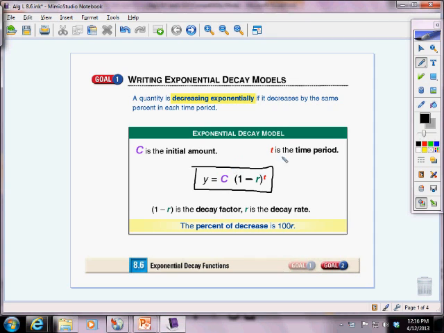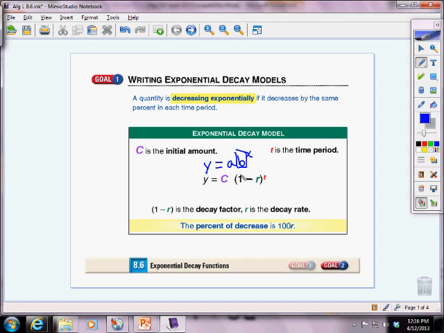Now, I did tell you about a different formula, a more generalized formula, and even for exponential decay it would be the same. We could say y equals a times b raised to the x. This b right here, remember that was our growth factor? Well, it also can be our decay factor. So if you're comfortable using this formula, you can think of it the same way.